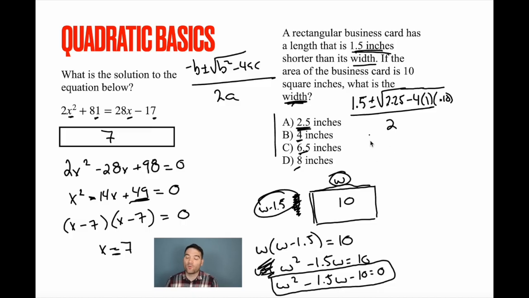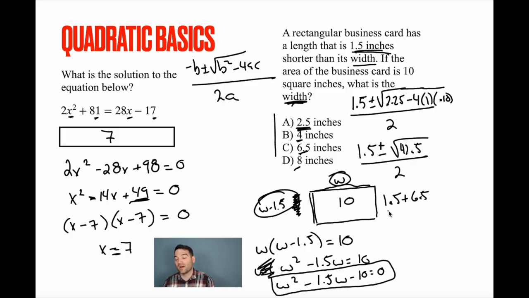All right, 1.5 plus or minus the square root of, what was this? 2.25 plus 40, so that's 42.25 all over 2. Almost there. 1.5 plus the square root of 42.25. If you use your calculator, you'll see that this is 6.5. So 1.5 plus 6.5 over 2.